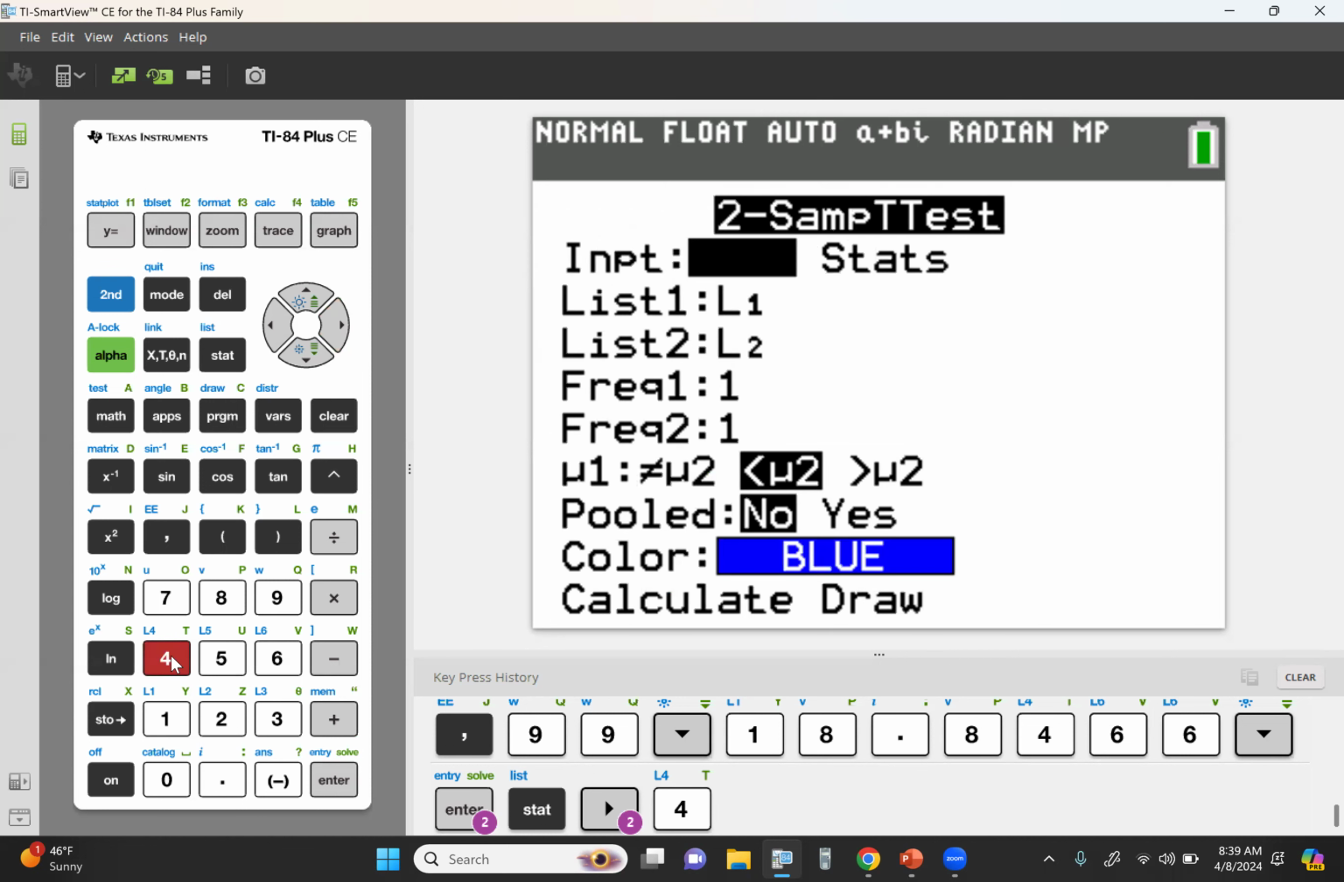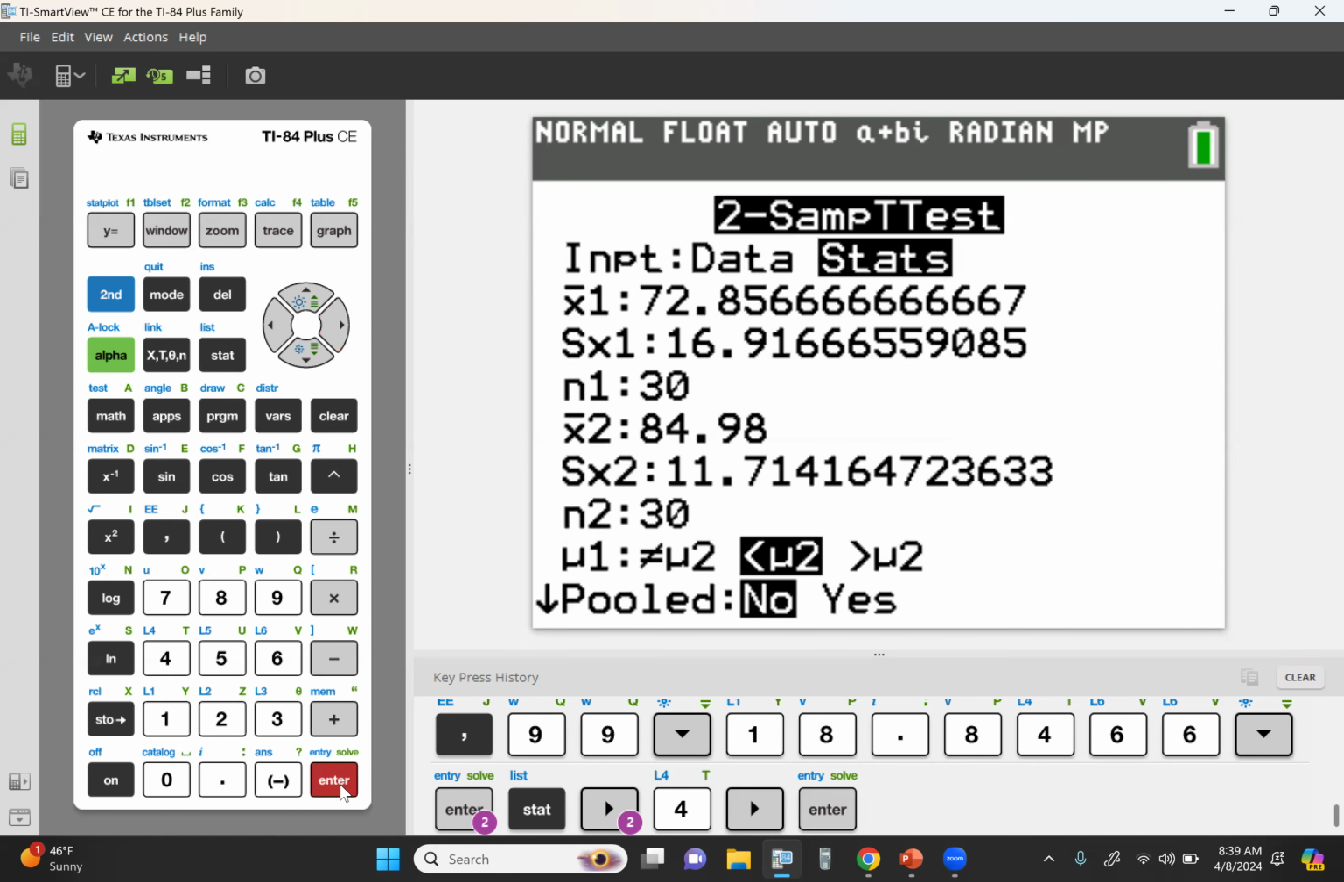I can either use data or statistics. I got statistics, right? You have data here that you're going to put in in a minute, but we were given the statistics. They already calculated this for us. Okay, so what do you think you have to do? Do you have to put the mean of the first group in? What was the mean of the first group?